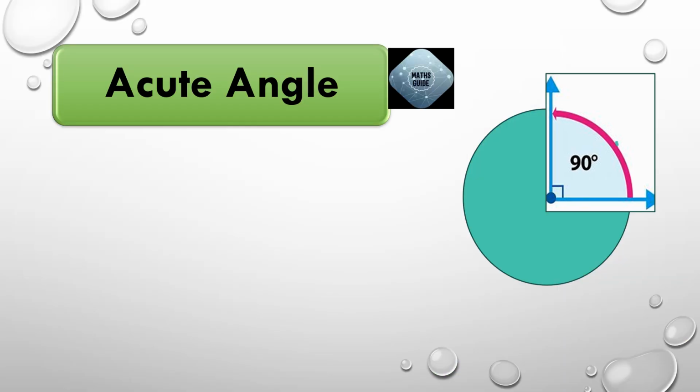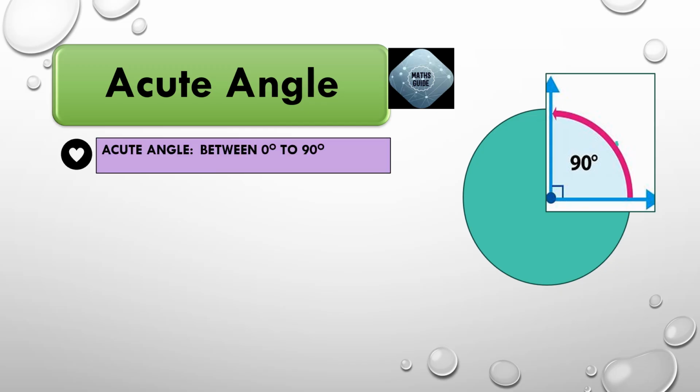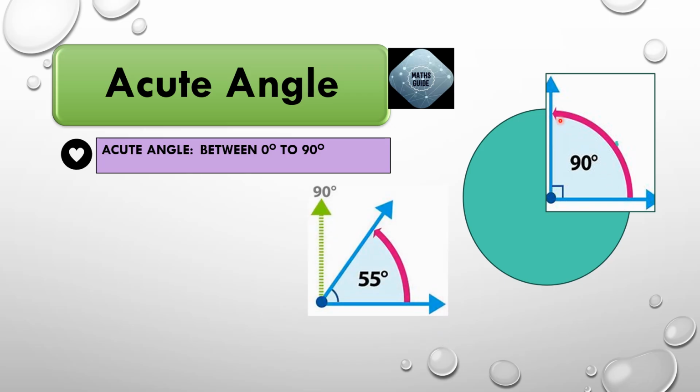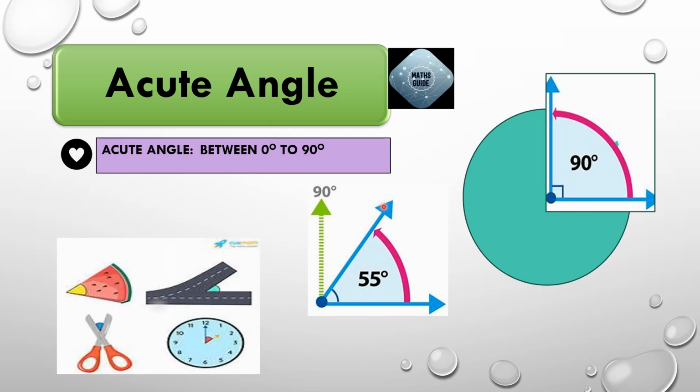Next is an acute angle. It measures less than 90 degrees. It means it lies somewhere between 0 degrees and 90 degrees. For example, it's an angle of 55 degrees. This angle is between 0 degrees and 90 degrees. So, this is a perfect 55 degrees angle which can be formed with the help of a protractor. Here are some real-life examples regarding acute angles.